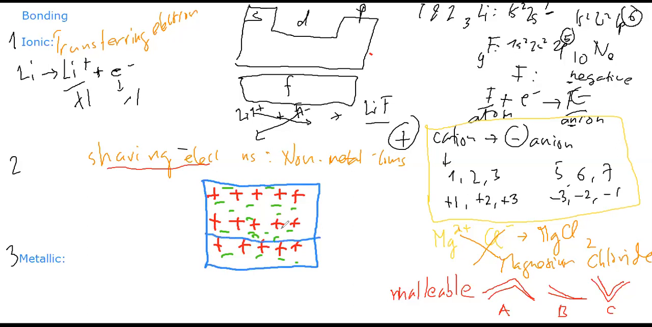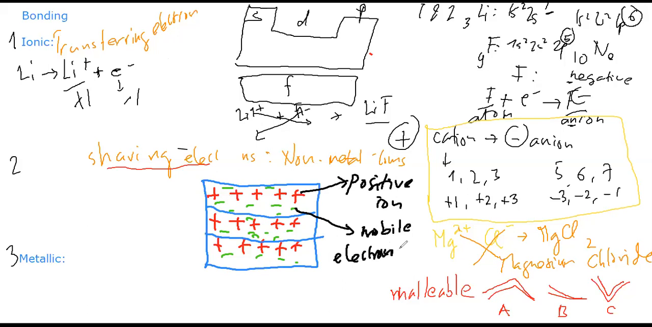Let me use blue. Okay, so you have to label. Basically, you have to label this one as positive ions. And then this one you have to mention is mobile electrons. Mobile electrons, or you may say, as in some references I read, delocalized electrons. Okay, so this is all from me.